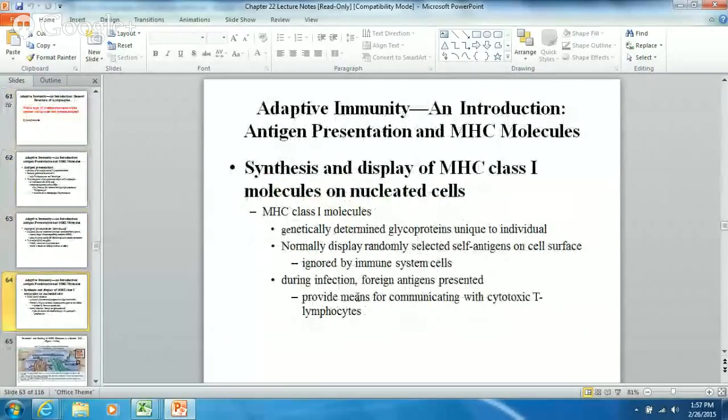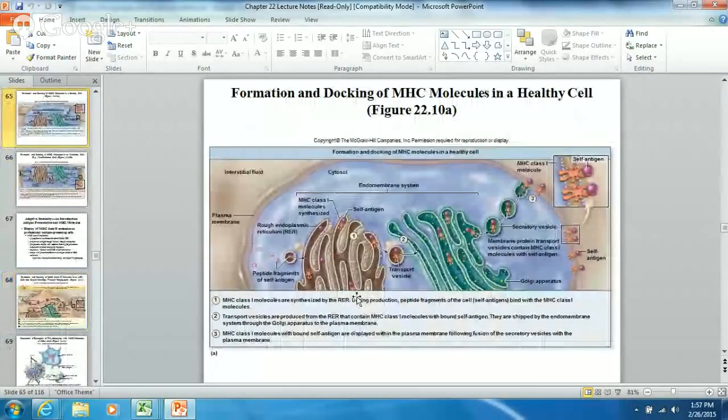So let's skip ahead to MHC proteins, because we're starting to run out of time here. This will kind of give you the intro to what's happening in an immune response. We're going to look at 3 different images, and then that should wrap us up for this particular video. If you notice in the first slide, you'll notice that it's entitled Formation and Docking of MHC Molecules in a Healthy Cell.